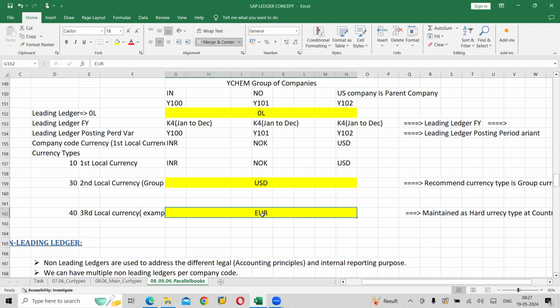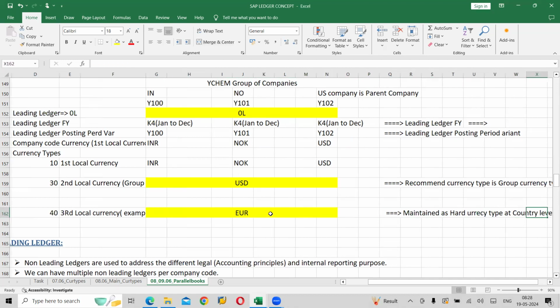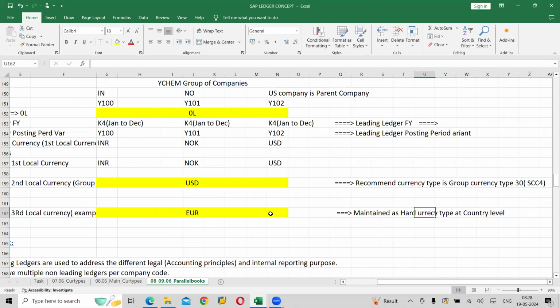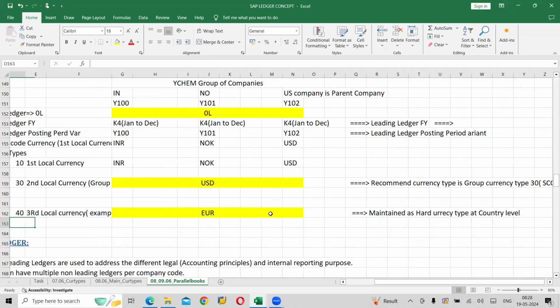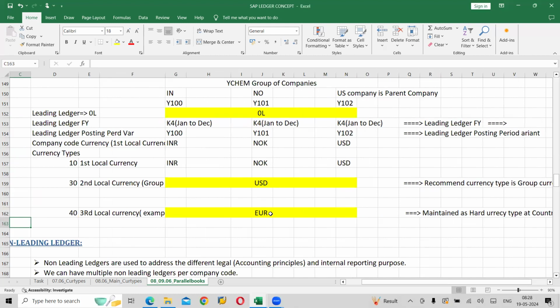And this is at country level. So we need to check with the currency. This will be maintained at country level. Country level, it will be defined. 30, 40, 10. Any questions still yet? No. Okay. Always we do the requirement as per your parent company.